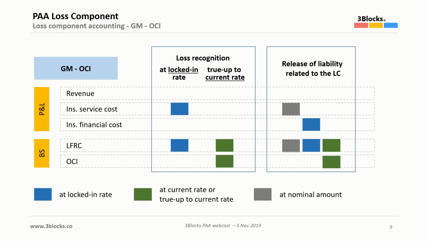Now we look at how to account for the general model loss component where the OCI option is applied. Here, loss recognition at the locked-in rate goes to insurance service cost, and if applicable, true-up effect is recognised as OCI. The release of liability related to the loss component goes to the insurance service cost, but the financial element of this release goes either to the financial cost or is recognised as OCI. The part that goes to OCI is equal to the true-up to the current rate effect.